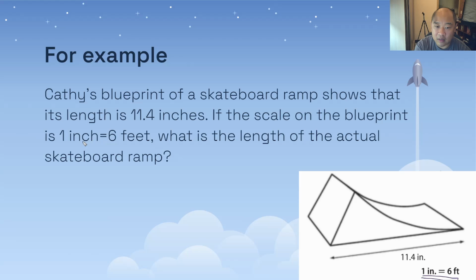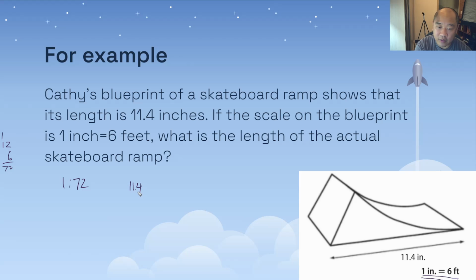Well, instead of 1 inch to 6 feet, we could say that 1 inch is equal to 6 times 12, which is 72. So 1 to 72. So then we would just take 11.4 and multiply it by 72.